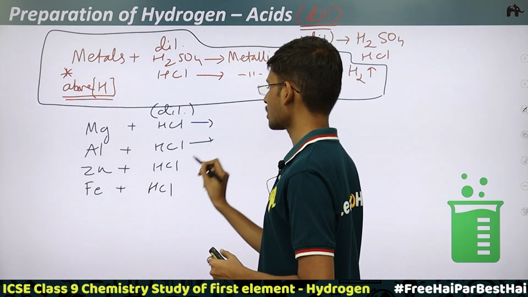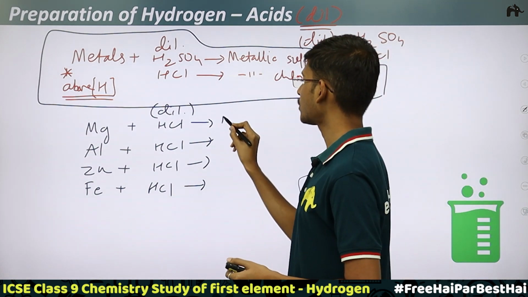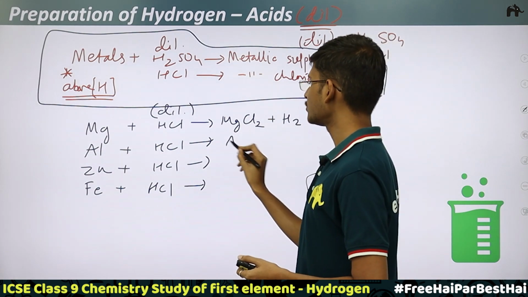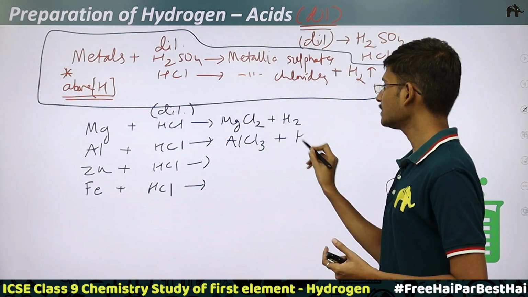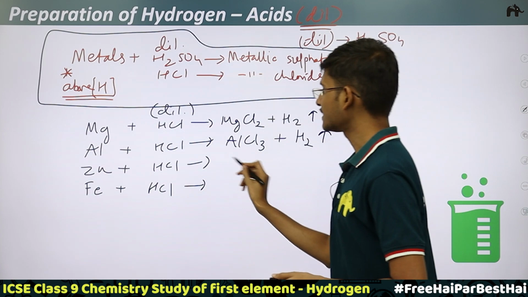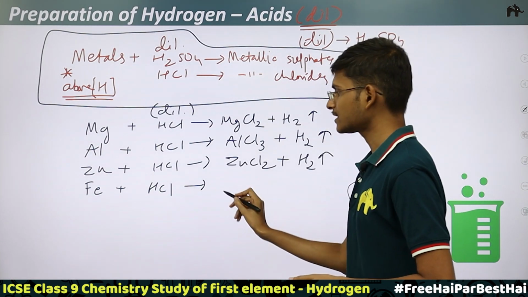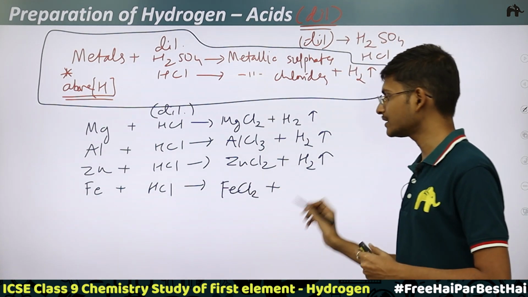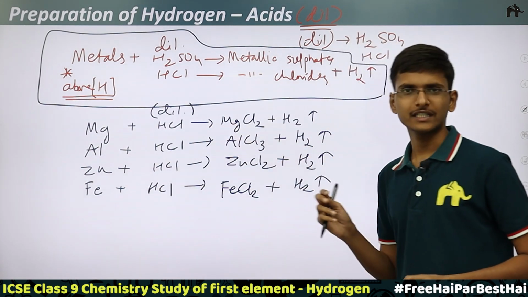Now what would be the product? Magnesium would react with hydrochloric acid. It would form magnesium chloride and hydrogen gas would be released. Aluminium would react with hydrochloric acid, forming aluminium chloride, whose formula is AlCl3, and hydrogen. Magnesium chloride formula is MgCl2. Zinc would react with hydrochloric acid, forming zinc chloride, ZnCl2, and hydrogen. And the same way, iron would react with hydrochloric acid to form ferrous chloride, FeCl2, releasing hydrogen gas. Now you can balance the reactions, quite easy job.